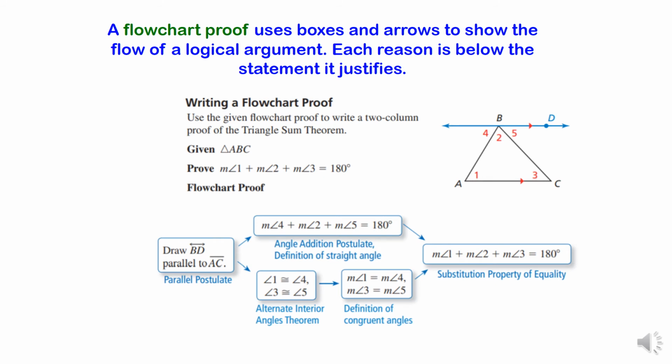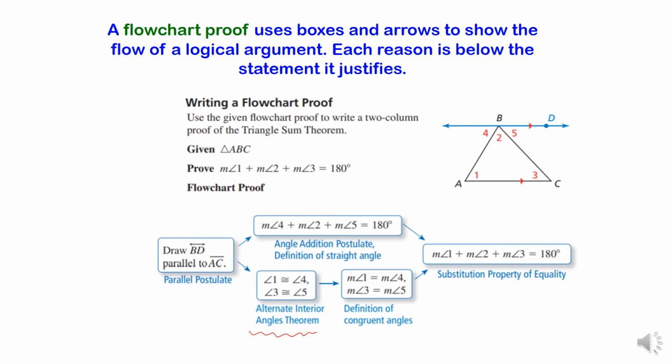Okay, a flowchart proof, we've already gone over this, uses boxes and arrows to show the flow of a logical argument. So this one gives you a really good way of doing this one. So if you want to pause and look at this, what they're using here, and you might get confused, is they use the alternate interior angle theorem.